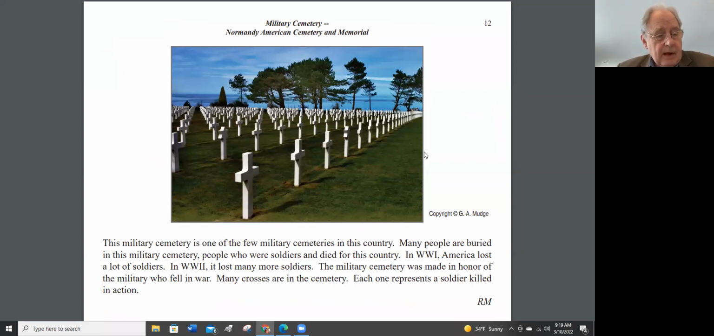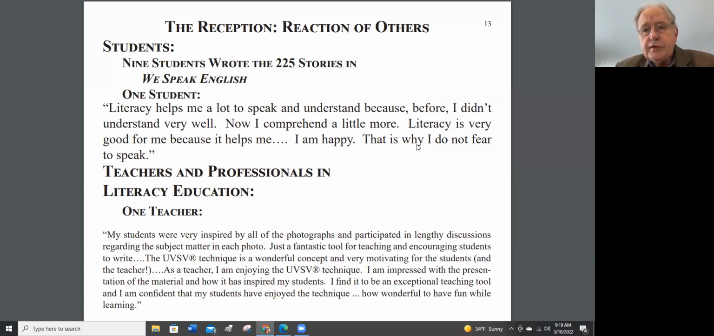Now, the question was, what was the reaction of others? And how was this approach received? It is a fact that 9 students wrote 225 stories in the We Speak English book. One student wrote, "Literacy helps me a lot to speak and understand, because before I didn't understand very well. Now I comprehend a little more. Literacy is very good for me because it helps me. I am happy. That is why I do not fear to speak." What a sentence. That is why I do not fear to speak.